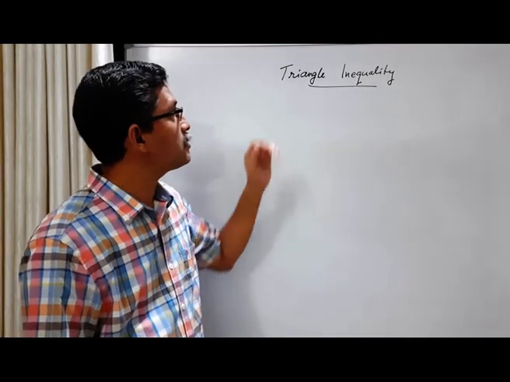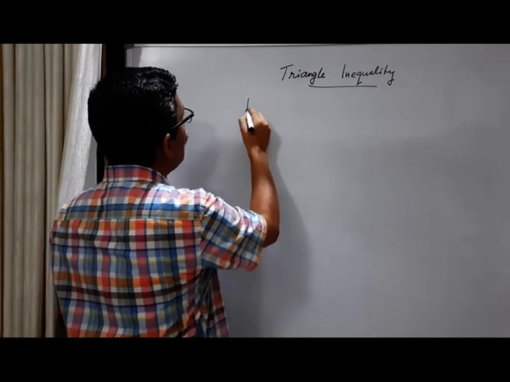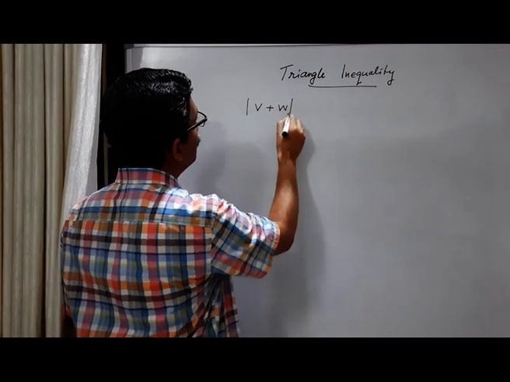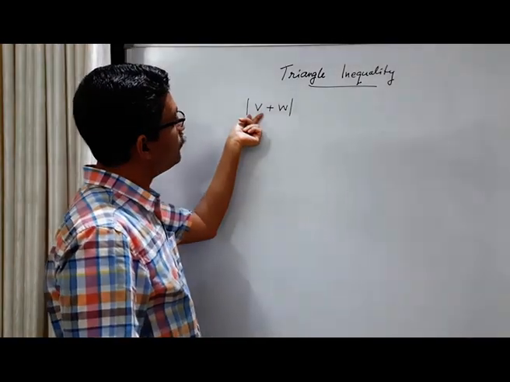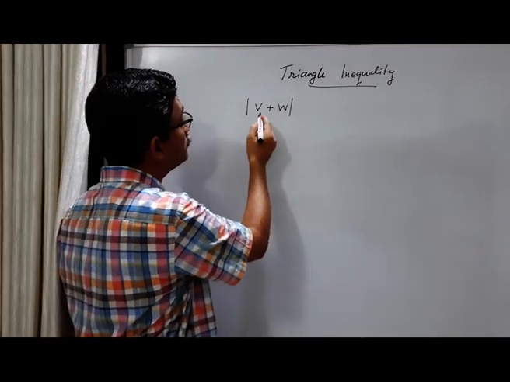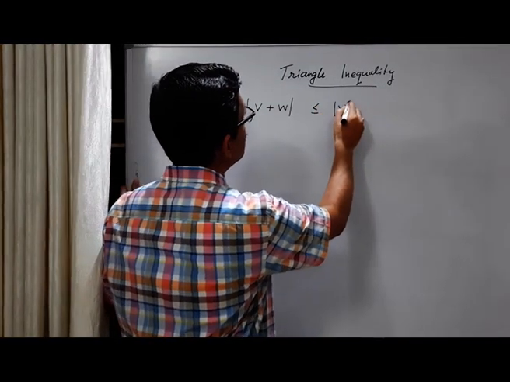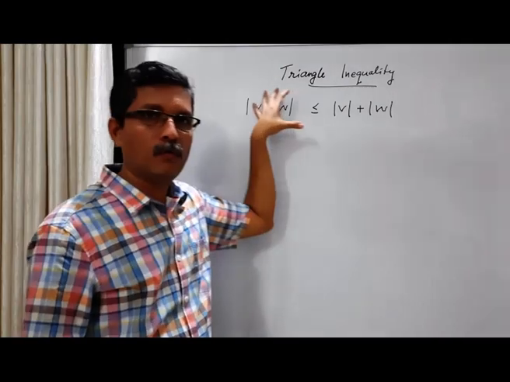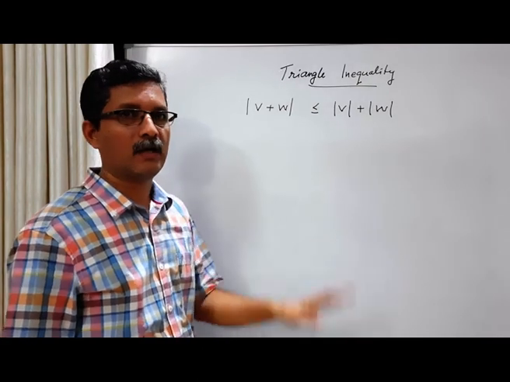The second inequality is the triangle inequality. This is the triangle inequality. The norm of the sum of two vectors. Again, inside the norm symbol, I have avoided the ket symbol. Actually, they are ket v plus ket w. So the norm of the sum of two vectors is always less than or equal to the sum of their norms. Norm of the sum of two vectors is always less than or equal to the sum of their norms. This is the triangle inequality.